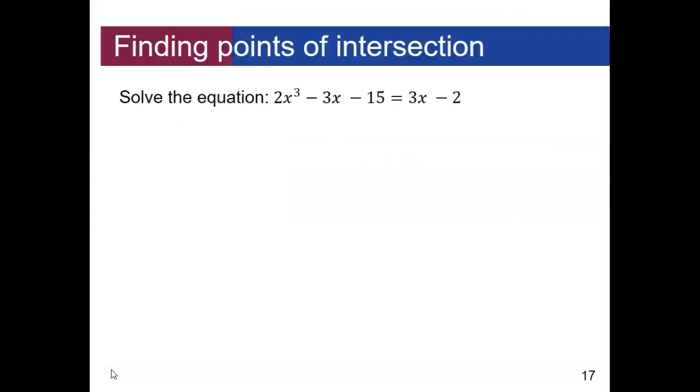Okay, the next concept that we want to look at is finding points of intersection using your calculator. So you would want to find a point of intersection when you have an equation equal to another equation here. So basically we want to find out where they equal each other, which is where they intersect each other.